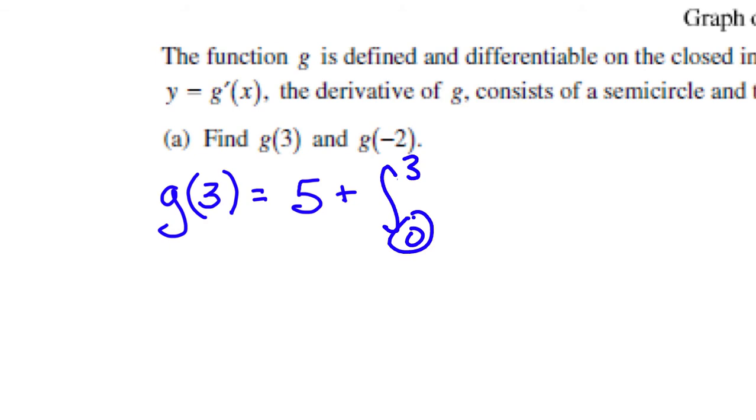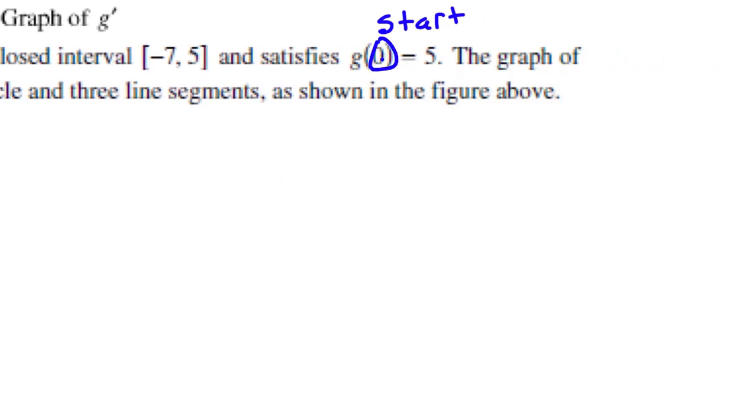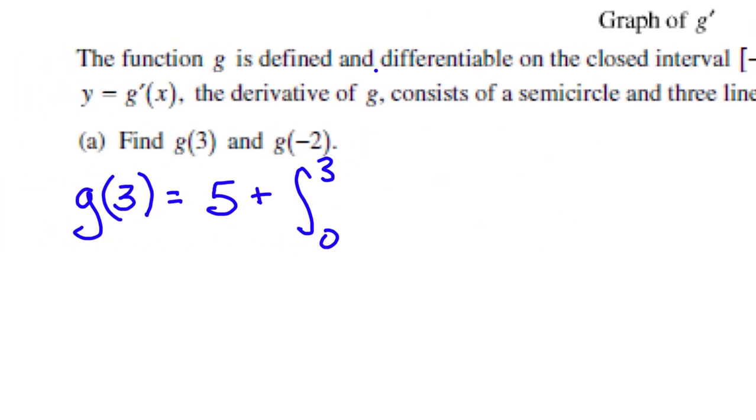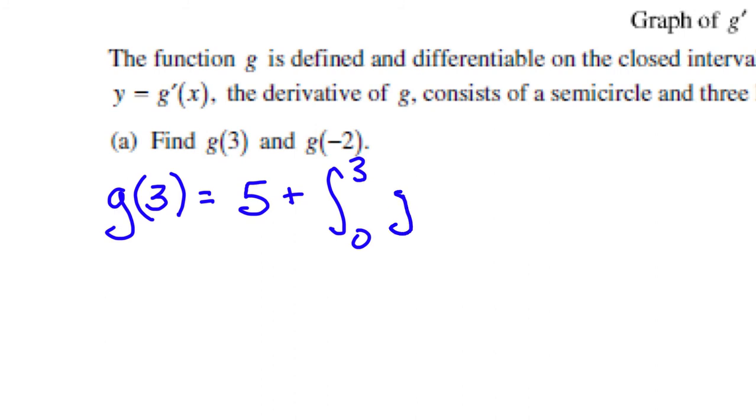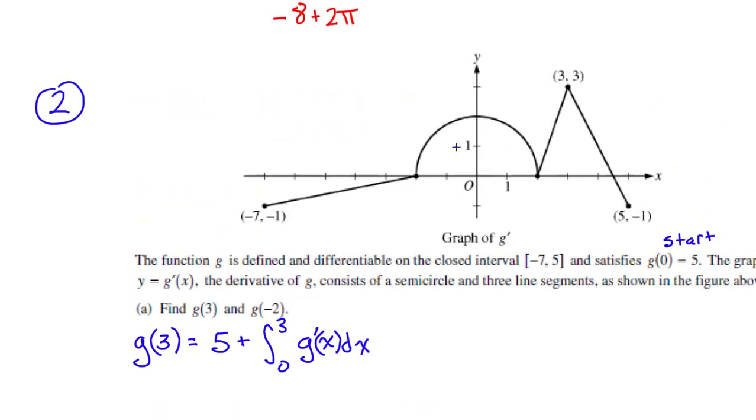Again, where does this 0 come from? It comes from the fact that I'm starting at time is equal to 0. So this is going to be the integral of g prime of x dx. And I need to find what is the area between 0 and 3 on this graph of g prime. So here's 0 and 3, 1, 2, 3. What is this area right here is the real question. So I have a quarter circle and a half triangle. How do I find that?